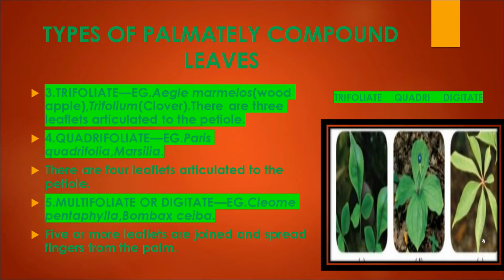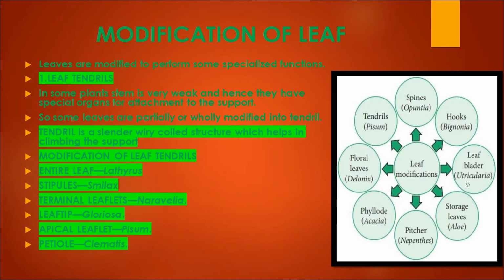Multifoliate or digitate. Here 5 or more leaflets are joined together and they spread like fingers from the palm. Modifications of leaves. Leaves are modified to perform some special functions. First one, leaf tendril, Pisum sativum; leaf spines, Opuntia; leaf hooks, Begonia; leaf bladder, Utricularia; leaves for storage, Aloe vera; leaves modified as pitcher, Nepenthes; phyllodes, Acacia; leaves modified as floral leaves, Delonix.